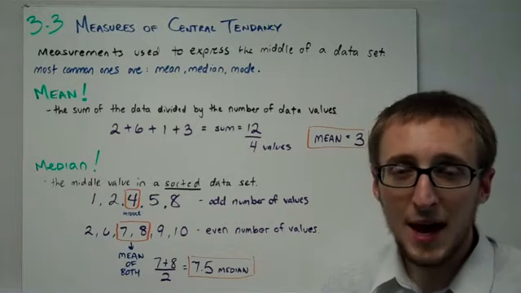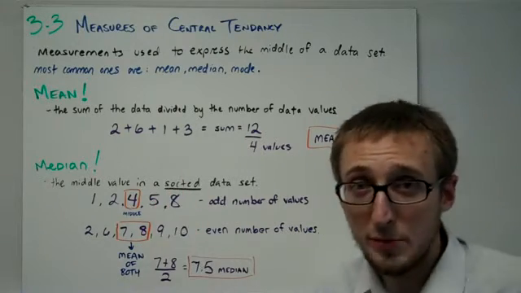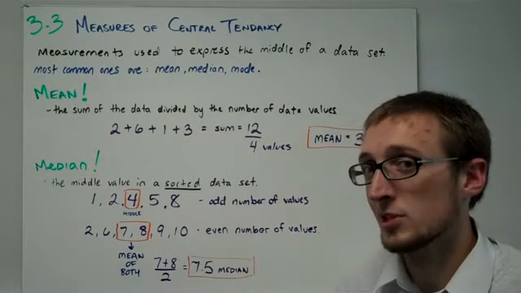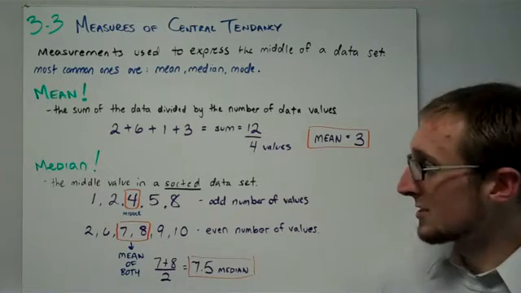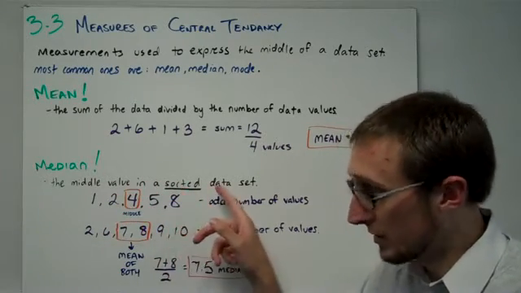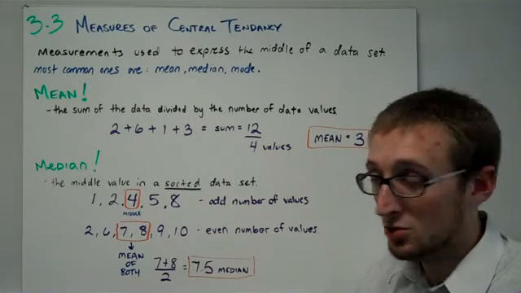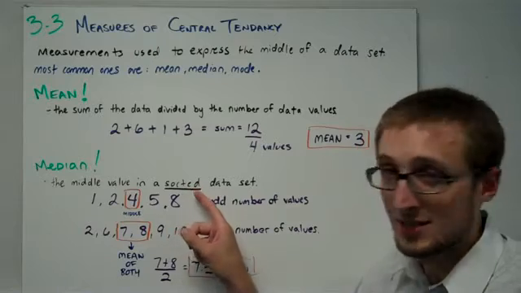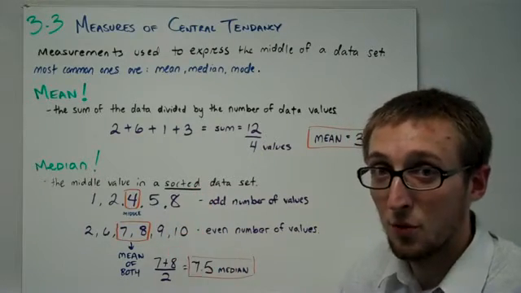In math classes in the past, you may have called it average. Well, in big boy, big girl math, we call it the mean. It's the same thing. The next measure of central tendency is the median. It's the middle value in a, notice the key word here, sorted data set. The values need to be in least to greatest order. If they are not in order, you need to put them in order first before finding the median.